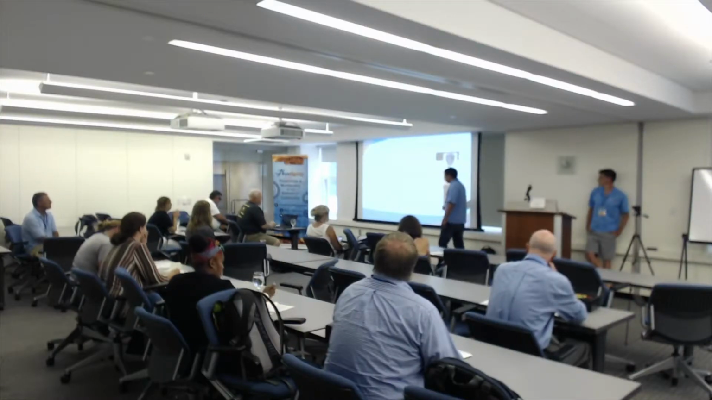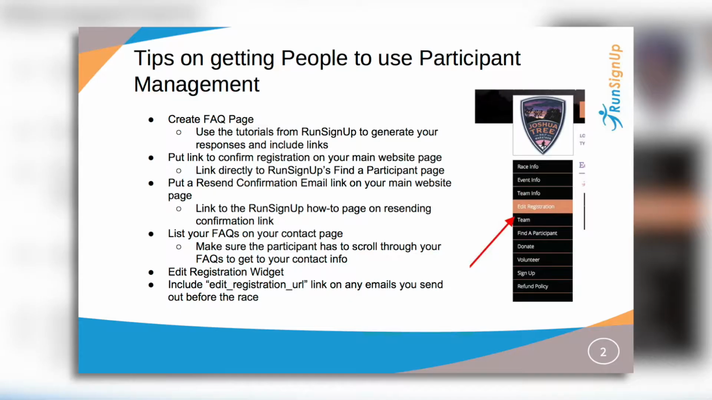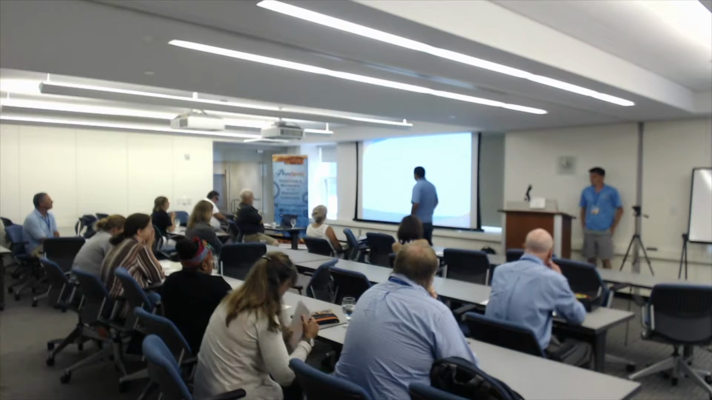The other thing is, when you're sending out race emails, anytime you're sending something out, include the edit registration URL tags. People are familiar with the email tags in the system. It's a great way, because when they get an email from you, they're probably going to respond if they have a question, and if that's at the end of the email, they might use that instead of reaching out to you.